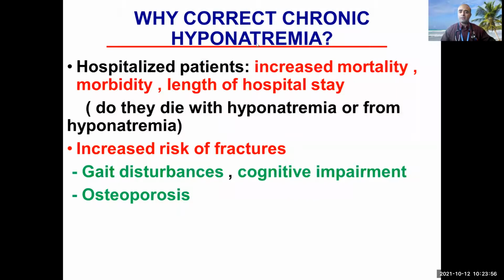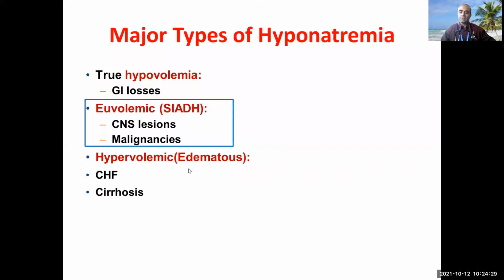Why should you correct chronic hyponatremia in our patient? We saw in hospitalized patients increased mortality and morbidity and length of hospital stay. All this is associated with chronic hyponatremia if not treated. Either the patient dies with this form of hyponatremia or with hyponatremia, and it is also associated with a high risk of fracture, and also CNS manifestations like gait disturbance or cognitive impairment, and also osteoporosis in our patient.